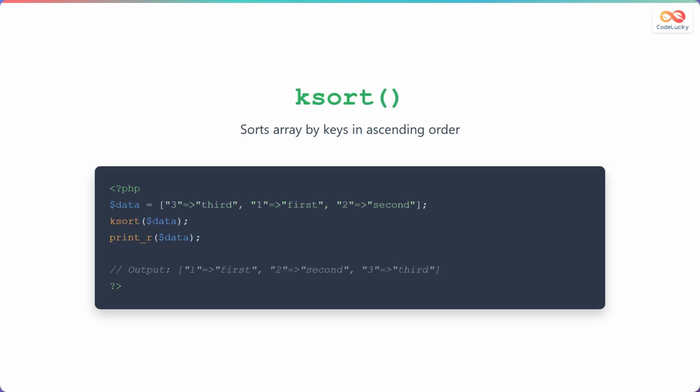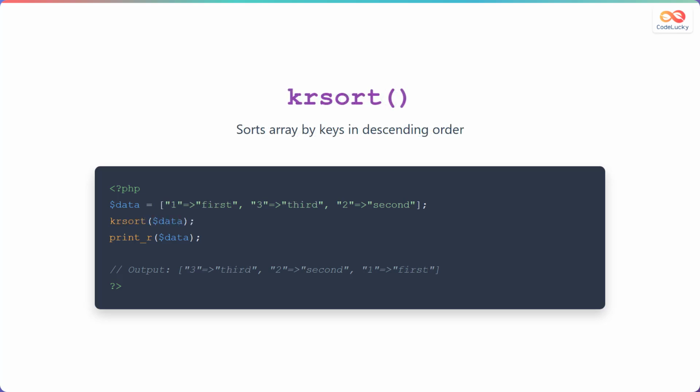Now let's move on to the ksort function. The ksort function sorts an array by its keys in ascending order. This function is useful when you need to arrange the array elements based on their keys, rather than their values. Taking a look at the example, we have a data array with the keys 3, 1, and 2 assigned to the values third, first, and second respectively. After applying the ksort function, the array is sorted by keys in ascending order, resulting in the order 1 for first, 2 for second, and 3 for third.